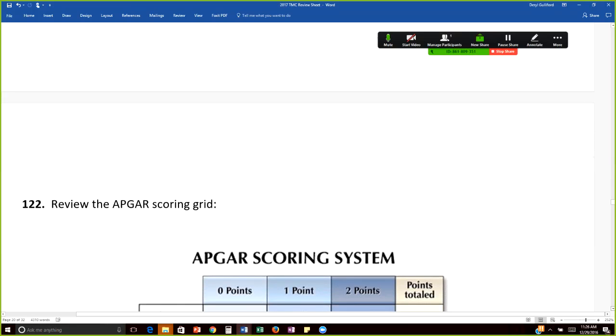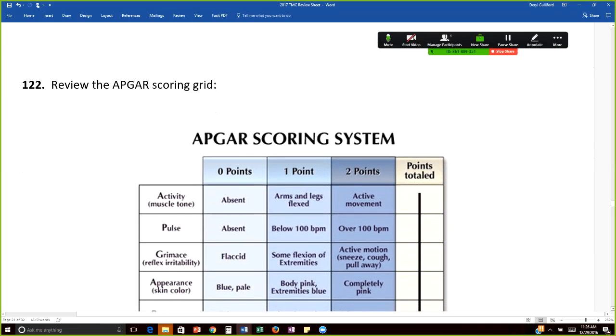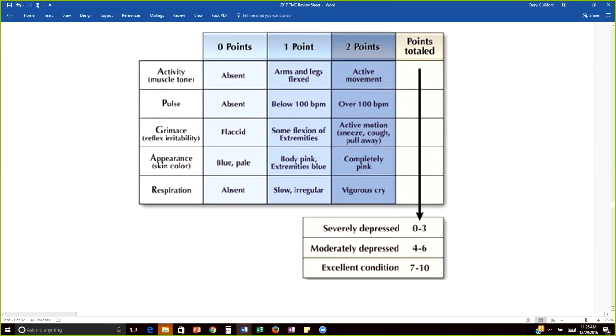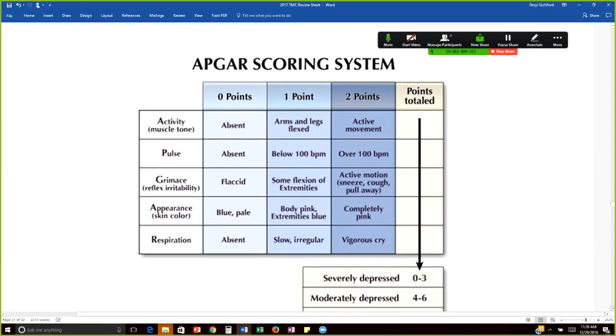We're on number 122. This only goes to item 151, I think, so you're almost there. You've just got to review this APGAR scoring grid. 7 to 10 is the total score that we're hoping to see, but you've got to look at all of these: activity, pulse, grimace, appearance, respiration. Study the APGAR scoring system. There will be questions on this.